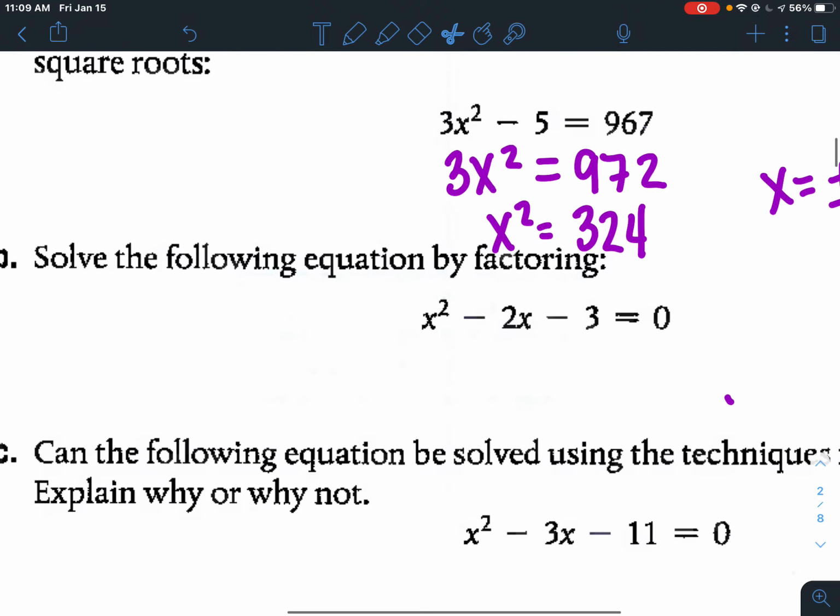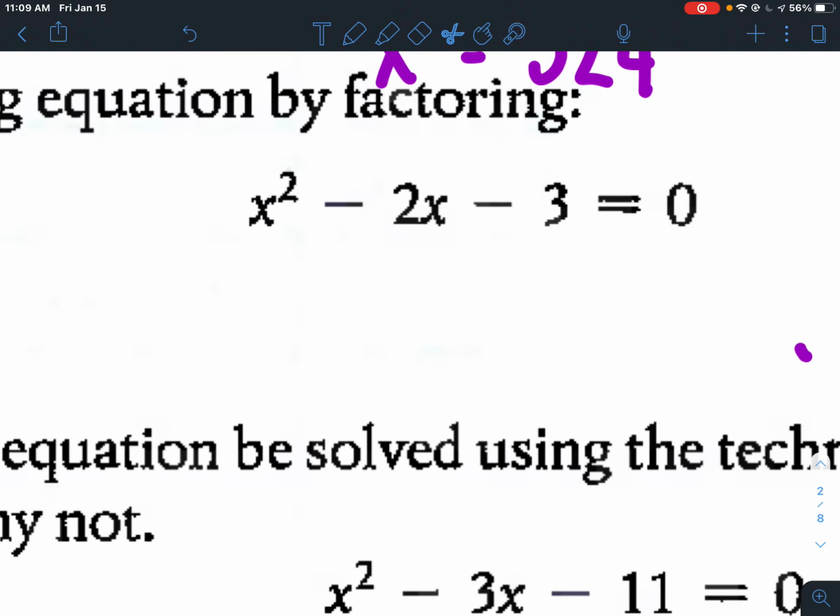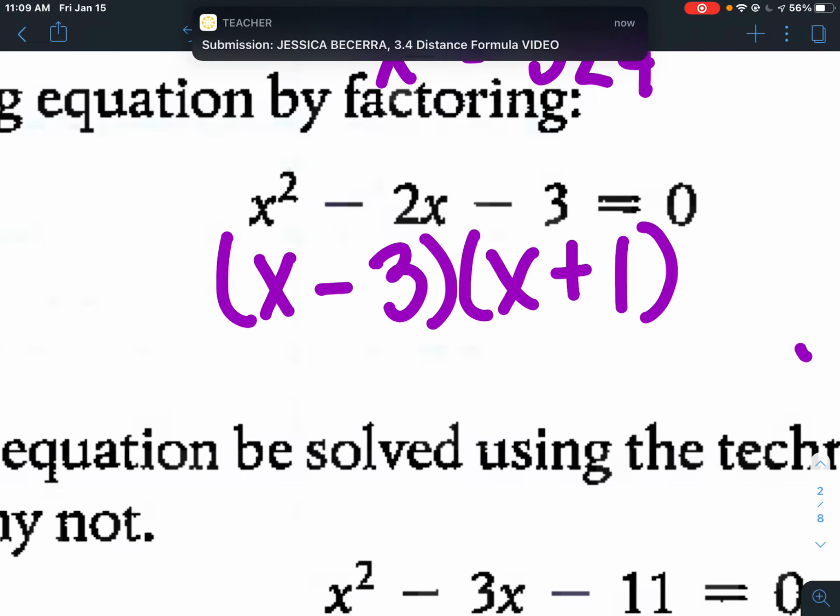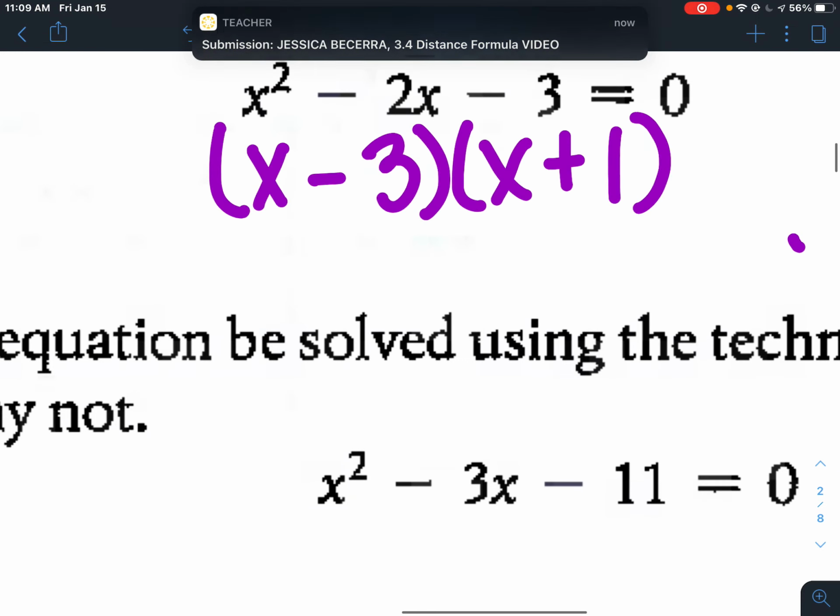Okay. Part B, solve the following equation by factoring, which we just did yesterday. So both of my signs are going to be different. The larger number is going to be negative. So hopefully with some good practice yesterday, that wasn't too difficult to find.